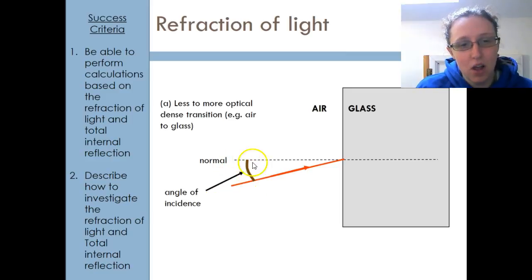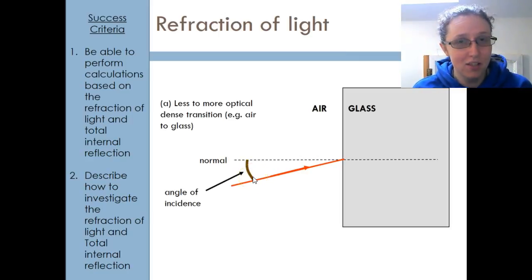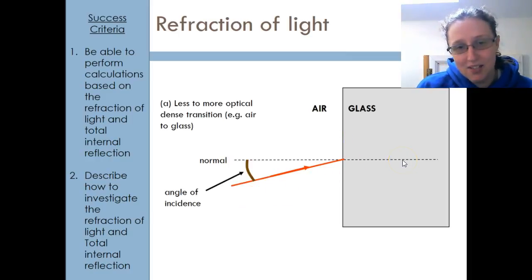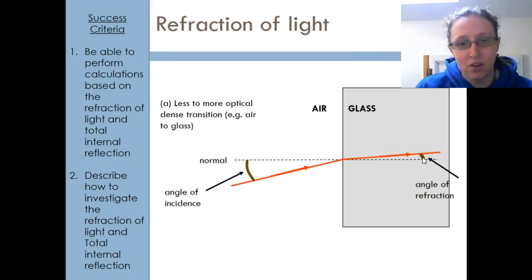So the angle at which I'm sending the light in, we would always measure from the normal to the light ray. So whenever we're measuring an angle to do with a light ray, you want to measure from the normal to the light ray. And because this is the incident ray, this is the angle of incidence. When it hits the glass, one side is going to slow down, the side that hits first, and that's going to change the direction of the light ray. Now, here it's in a slightly different position, and I've now got an angle on this side, between the normal and the ray. Since this is now the refracted ray, this is the angle of refraction.